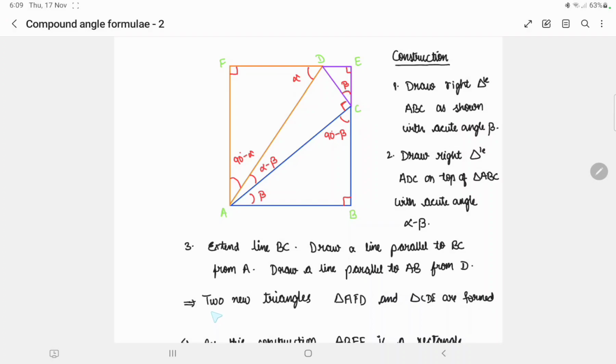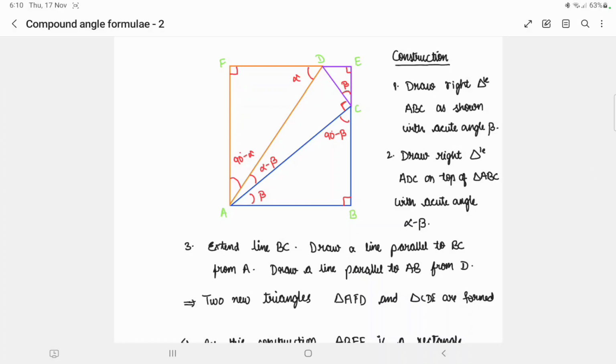Now what we have observed is that we have two triangles, AFD and CDE. If you observe, AF is parallel to BE, and EF is parallel to AB. This is by construction, and we have four right angles in this quadrilateral.